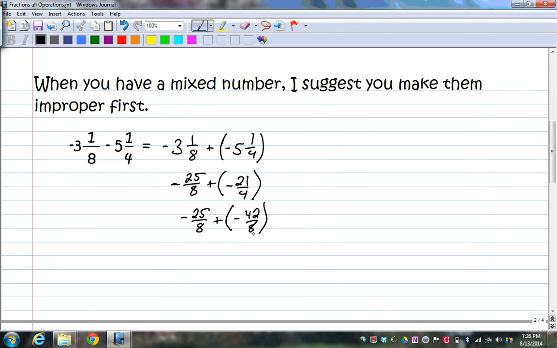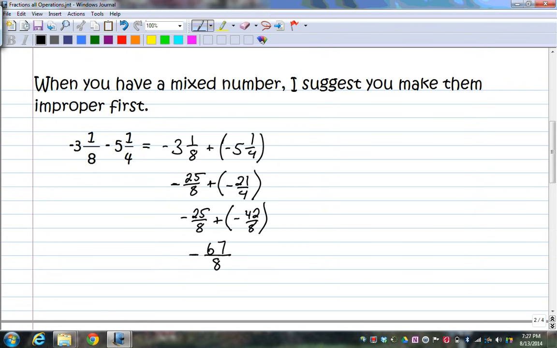Now I have a common denominator, I'll look at the numerators. Both of them are negative, so I'm going to add the numerators, 25 plus 42, and I get 67 over same denominator. And then I'm going to keep the sign. Because the sign's the same, I add the numbers and keep the sign.